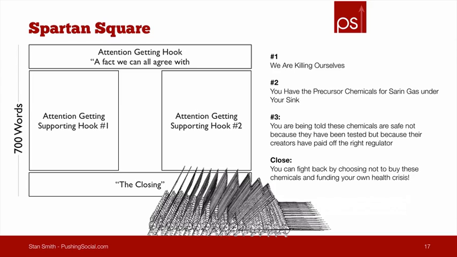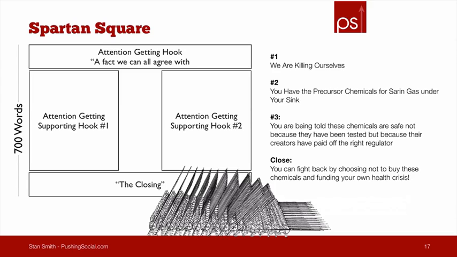It supports this notion that we're killing ourselves, because in our kitchens, underneath our sinks, at least in my family, that's where we put all the cleaning chemicals for the kitchen. We have the precursor for sarin gas. Really? Number three, you're being told these chemicals are safe, not because they have been tested, but because their creators have paid off the right regulator. Now that's just another grenade thrown in the pot. And of course, with each one of these, there is supporting evidence. That grabs a person by the lapels at the beginning and just hangs on to them.